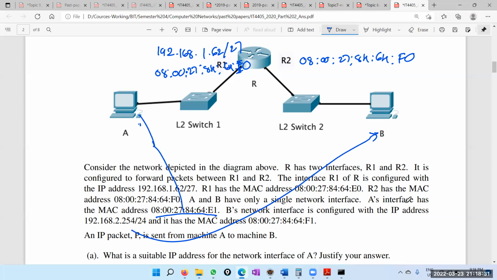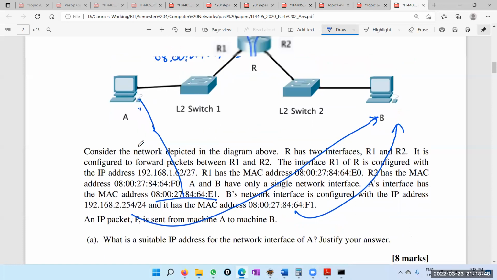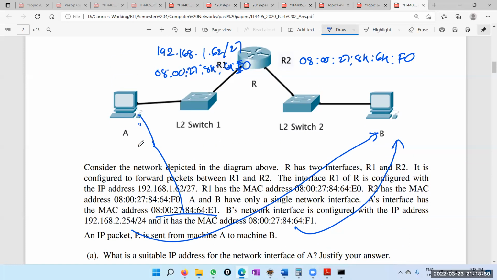It has the MAC address at the end. Here they have given only the MAC address. So is there anything else they have mentioned? An IP packet P is sent from machine A to machine B.